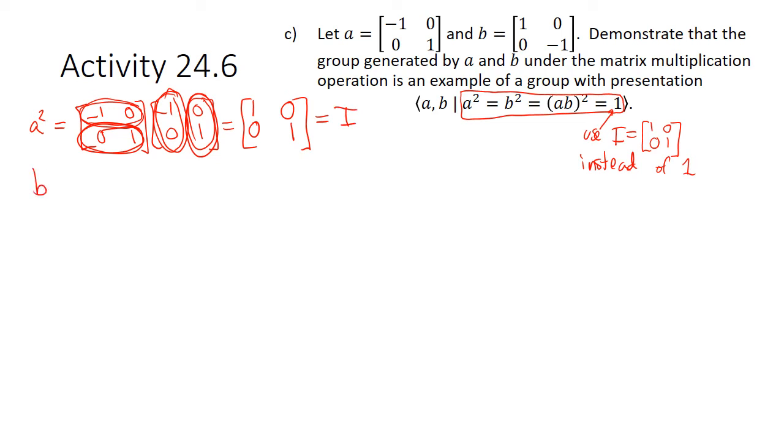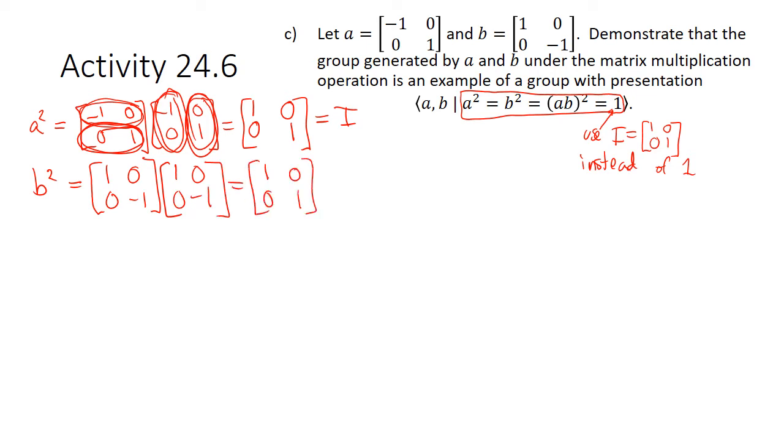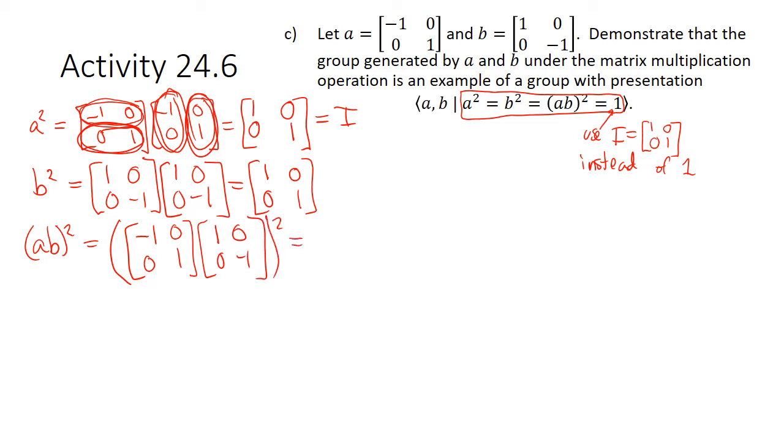Right, and then we just have to verify this for the rest of them. So B squared, so that'll be [1, 0; 0, -1] times [1, 0; 0, -1]. And that is, again, going to give us the identity. And then we have to verify what AB squared is. So let me just do AB in parentheses first. So this will be [-1, 0; 0, 1] times [1, 0; 0, -1], and then I'll square that at the end.